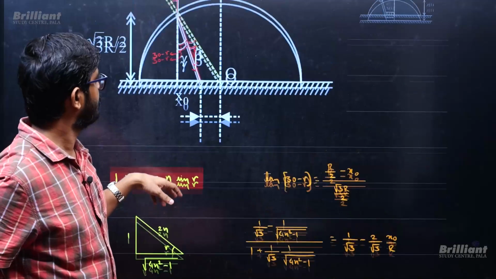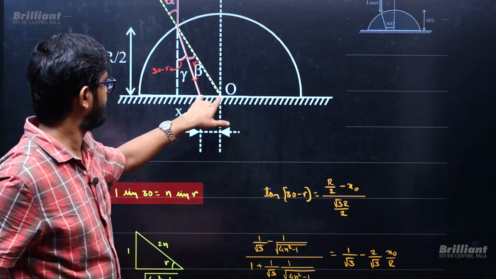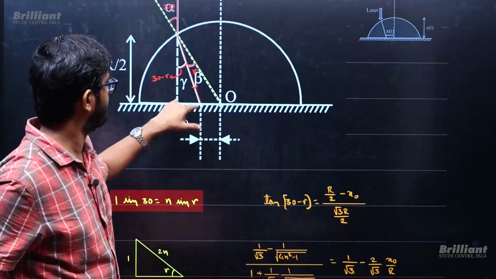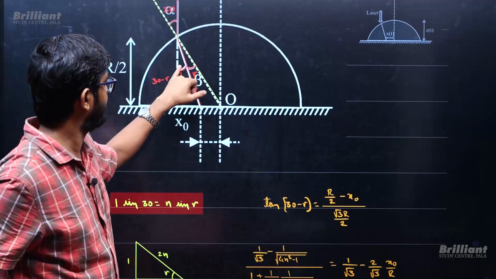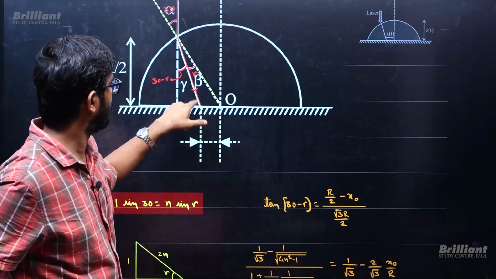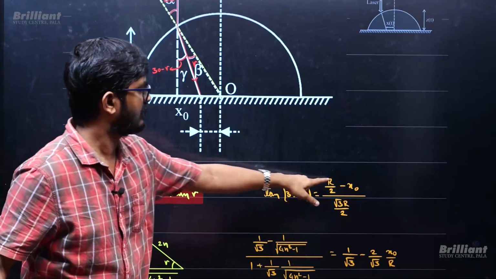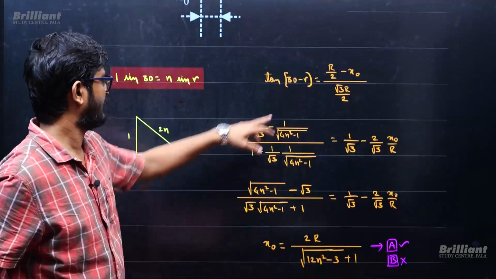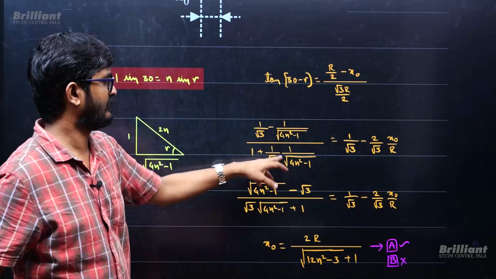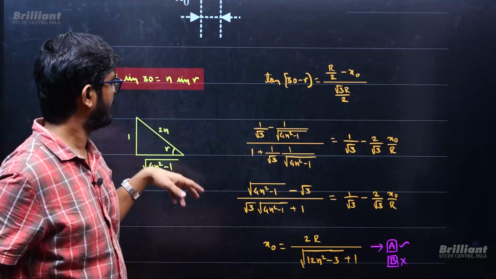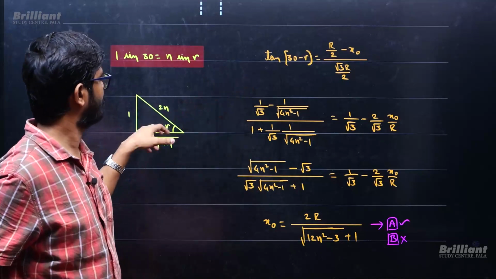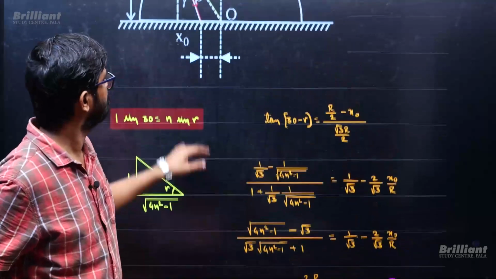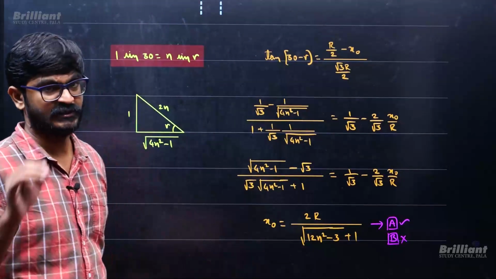So Snell's law. Then I need to find what is x0. If this is x0, then this is going to be r by 2 minus x0. So I can take this triangle and I can take tan(30 minus r) equals opposite by adjacent. Now tan(30 minus r), I can expand it: (tan a minus tan b) by (1 plus tan a tan b). And I can substitute the tan 30 value and the tan r value from this one. Then I need to solve for it. When you solve, you will be getting x0 is this much. So you will be getting the x0 value which matches with option A.